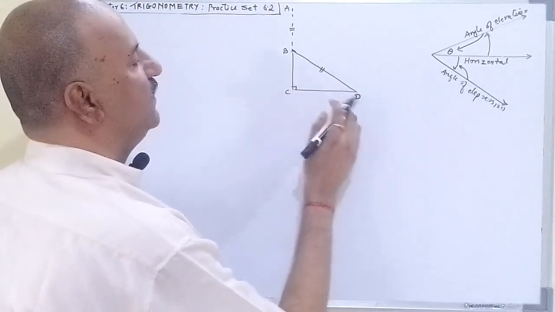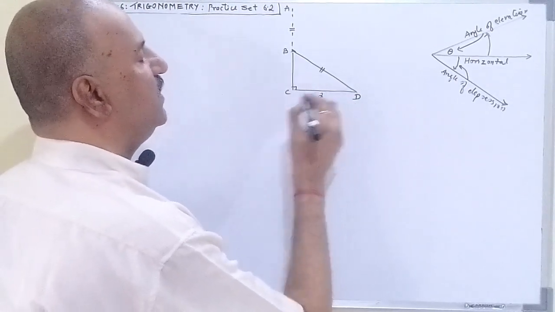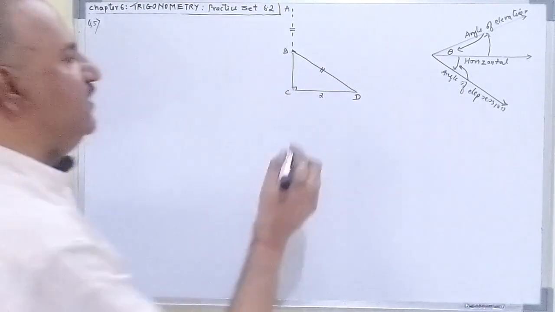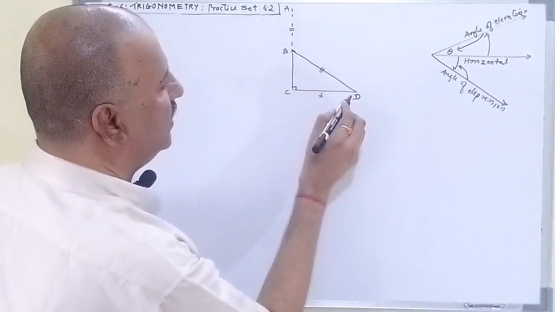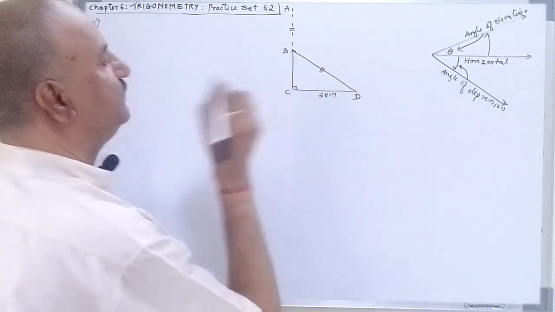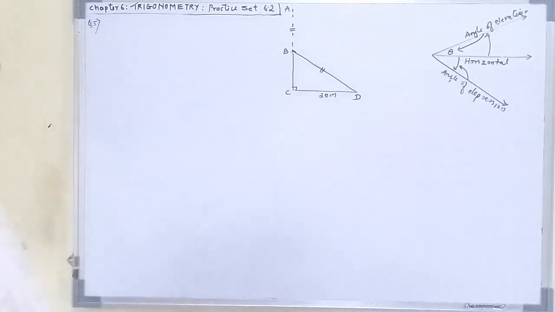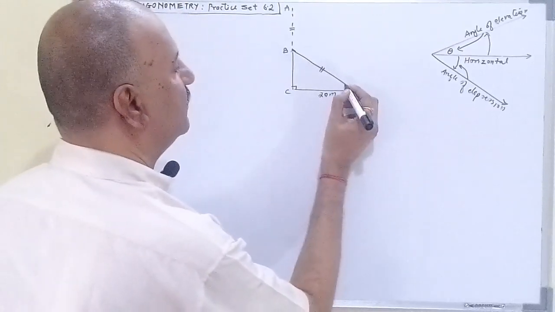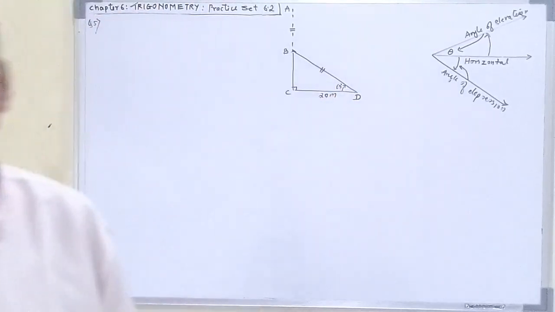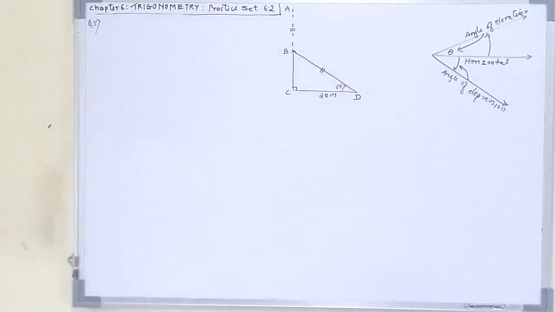ये ग्राउंड है. This distance is 20 meters या कुछ लिया उन्होंने. The tree rested on 20 meters. ये जो टूट के नीचे गिरा, it touches the ground at 20 meters from the base of the tree. Okay, now this is making angle of elevation 60 degrees. मेरे ख्याल से 60 दिया है ना? Yes, with the horizontal. हमें height of the tree find करनी है.